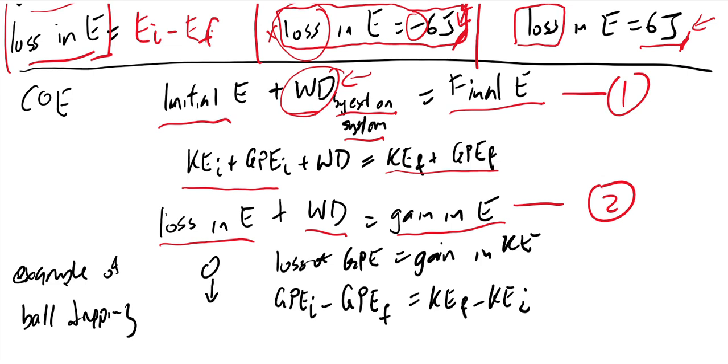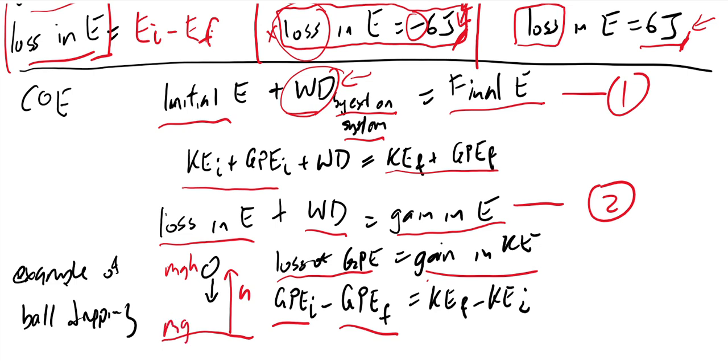Example of a ball dropping. The loss in GPE is equal to the gain in KE. Normally you use this very roughly. But if you want to do it properly, it's initial GPE minus final GPE. And initial GPE is MGH, where H is the height above ground, and final GPE is MG0. So that's how the loss becomes positive, because I take initial, which is this one, minus final. And gain in KE will be final minus initial. For the formula for loss and gain, please refer to this part over here.